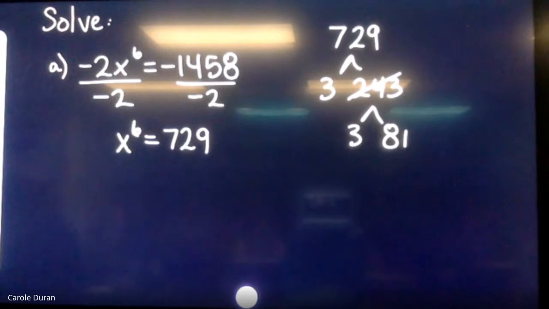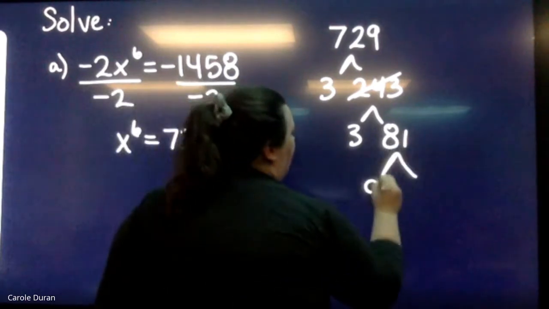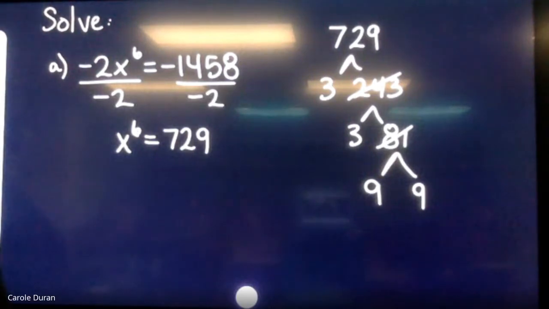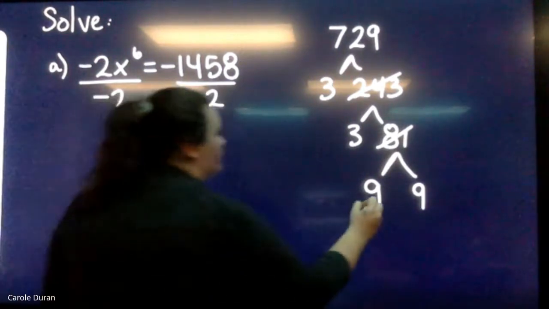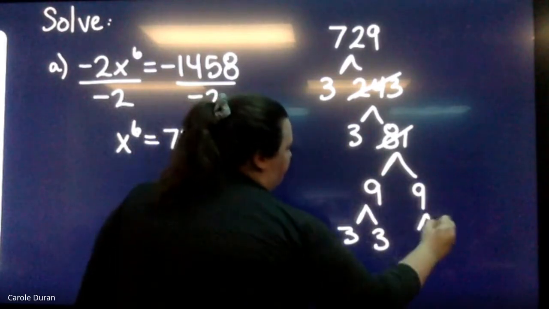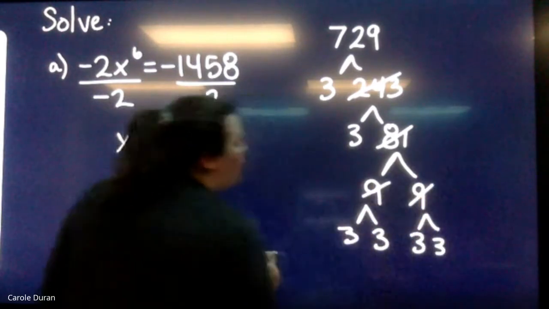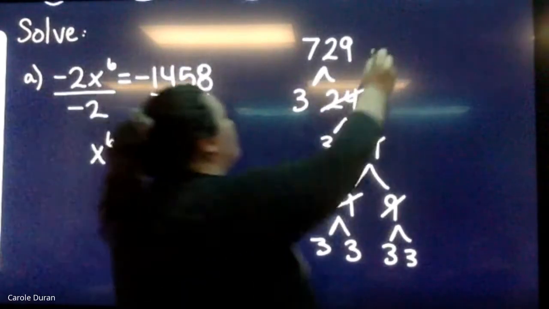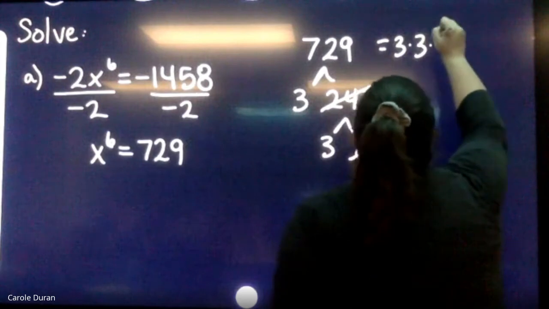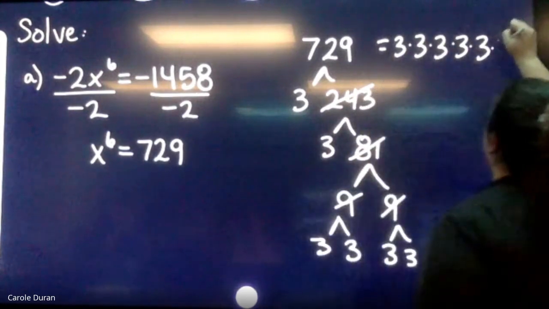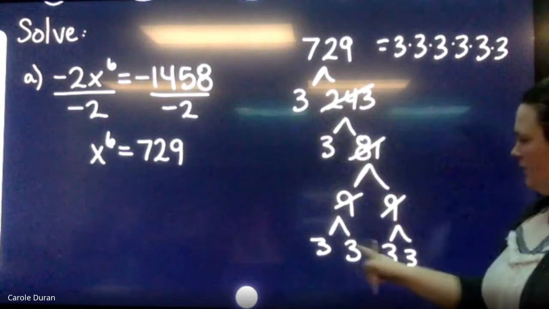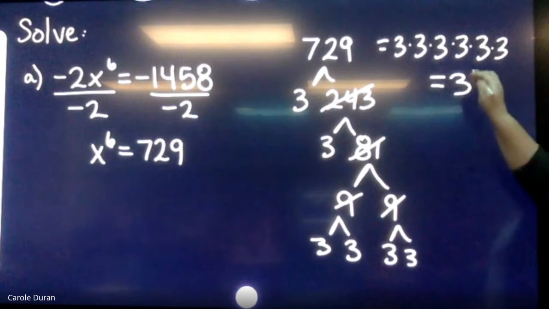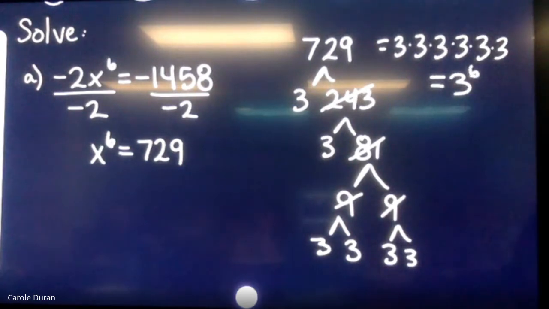I heard 9 and 9. Neither one of those are prime, so I need to break them both down farther. What times what equals 9? 3 and 3. So each of those breaks down into a 3 and a 3. Which means the prime factorization of 729 is 3 times 3 times 3 times 3 times 3 times 3, right? 1, 2, 3, 4, 5, 6. Which means I had 6 3s, so I can rewrite it as 3 to the 6th.